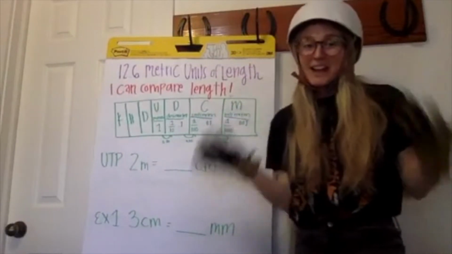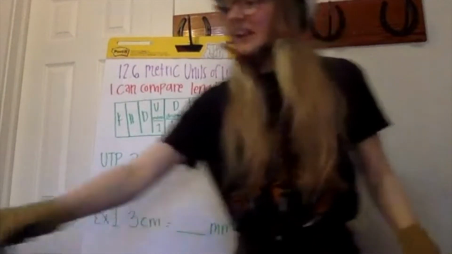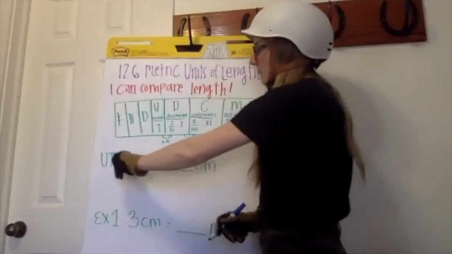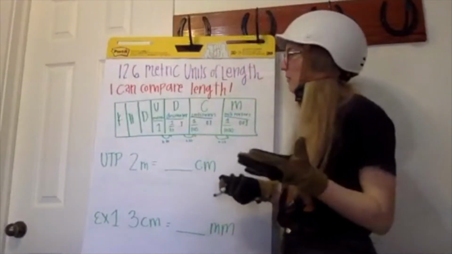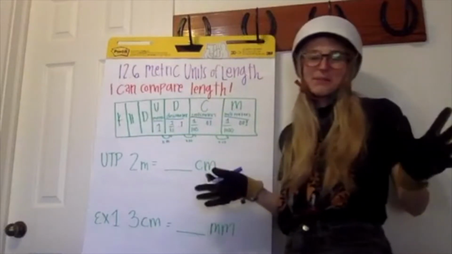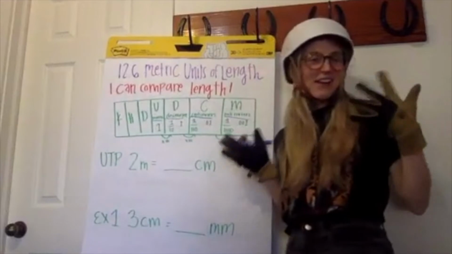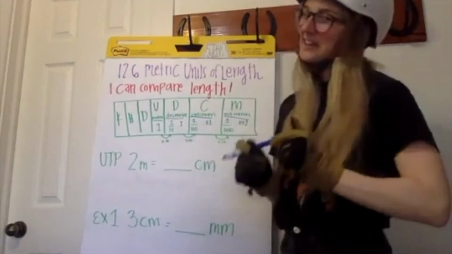So let me show you how easy this is to do. Let's look at our first problem. Our UTP. Oh my gosh, we didn't do that I can statement. Let me pause. I can compare length. Now try it with enthusiasm, however you would like. So sorry about forgetting that.